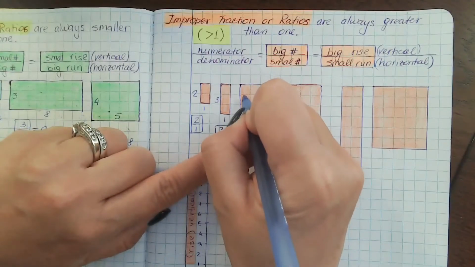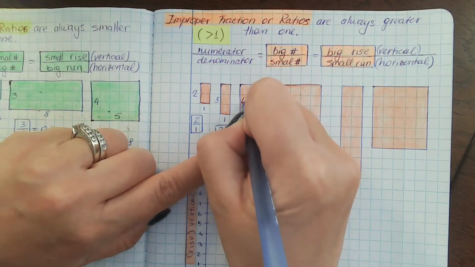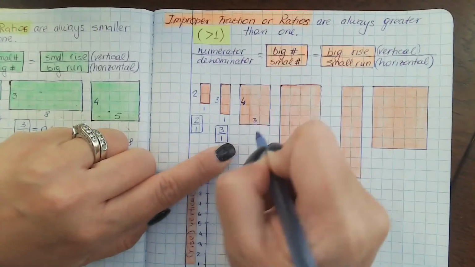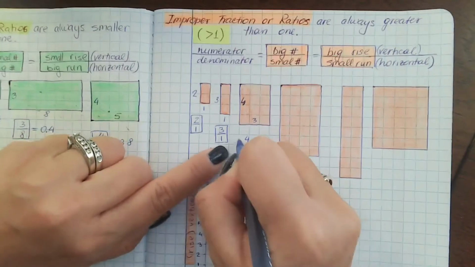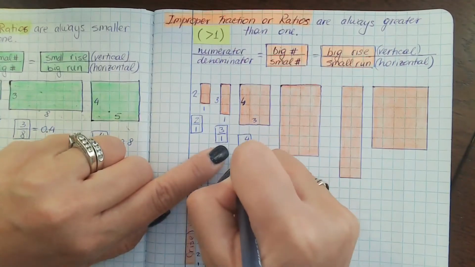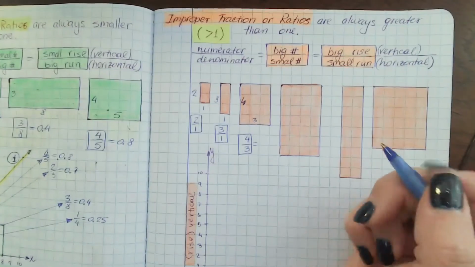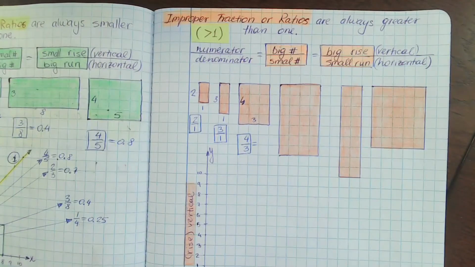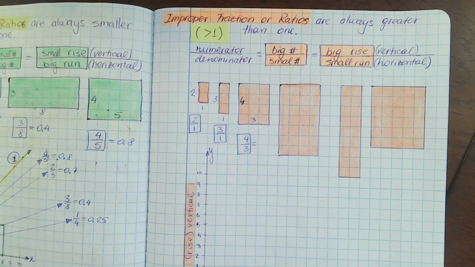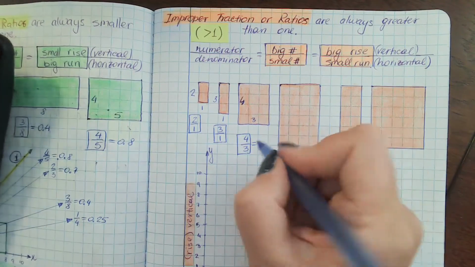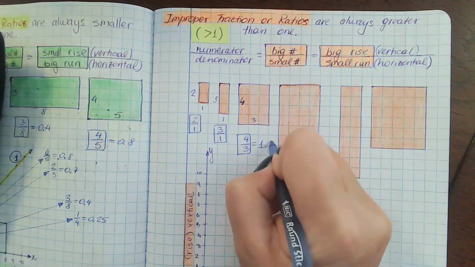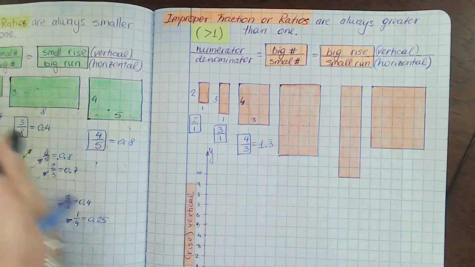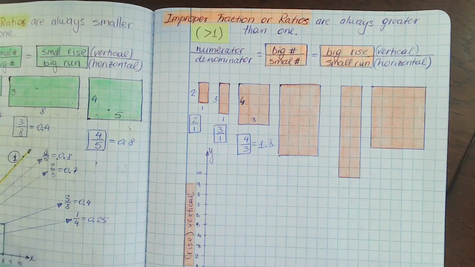This one has 4, 1, 2, 3, 4. So 4 vertically, 3 horizontally. In the ratio, that's 4/3. And if I was to divide 4/3, that would be 1 1/3. So 4 divided by 3 is 1 1/3, or 1.3 if I want to convert to decimal with the line above.